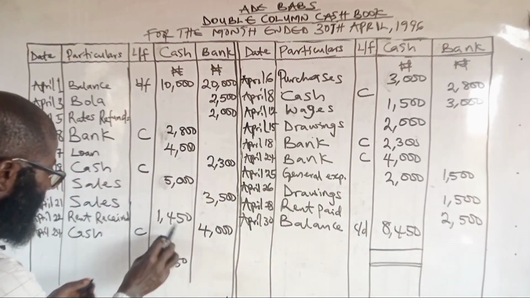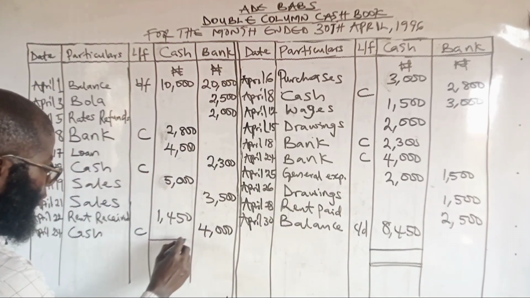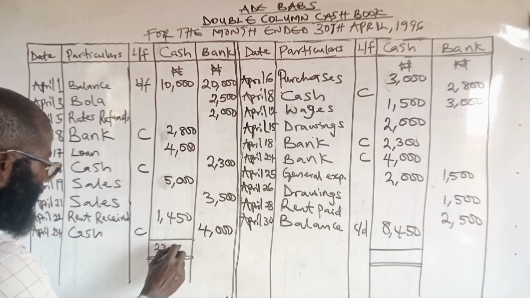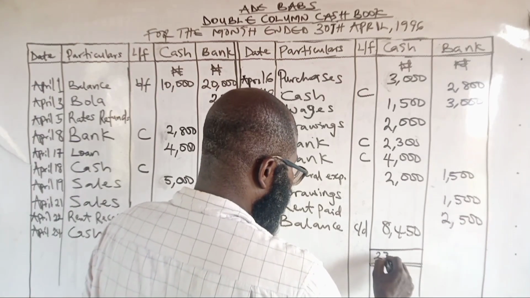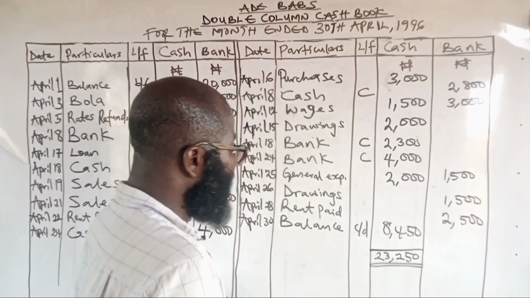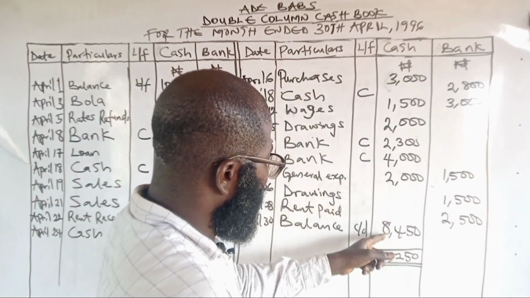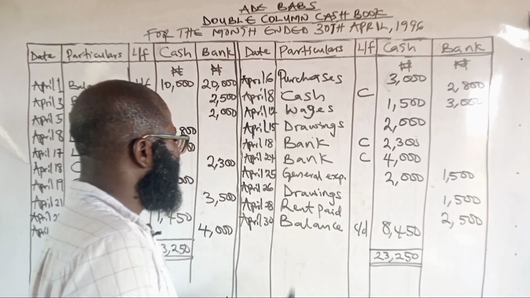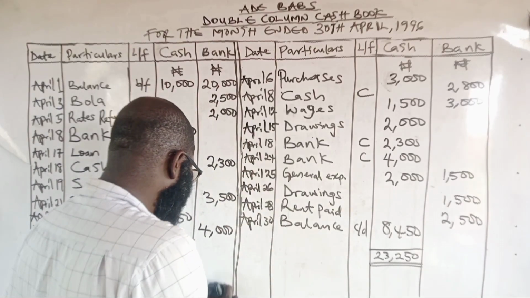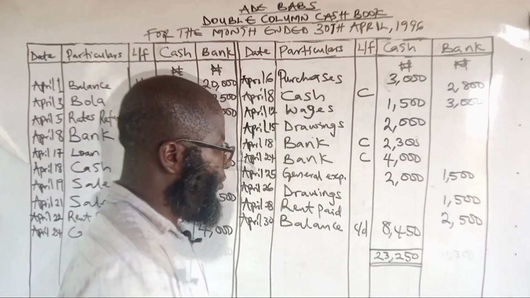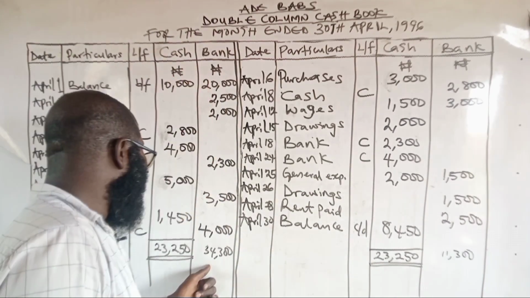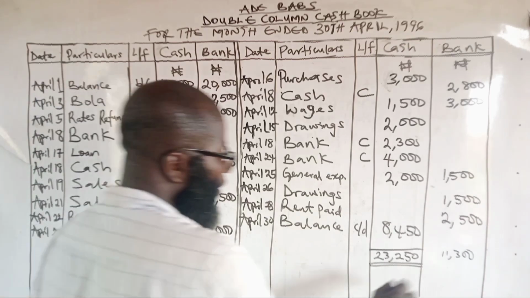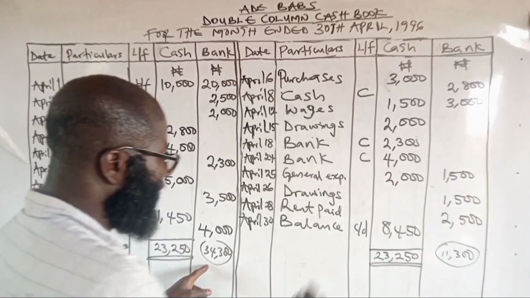Come to this side as well. Then you write 23,250. You come here, 23,250. By the time you add all this together, then with this balance, you are going to get 23,250. Then I move to the bank column in order to get the amount we're having on both sides. For the bank column of the debit side, we have 34,300. Then this side, we have 11,300, meaning that this is greater than the credit side.